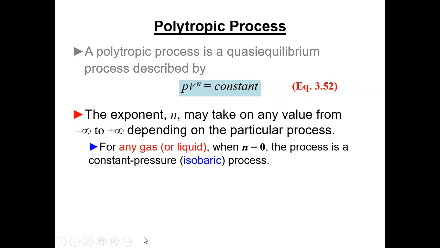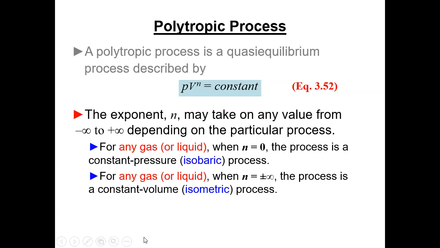When n is equal to 0, the process is constant pressure. Well, that's pretty clear because any V to the 0 power is 1, and 1 times P is equal to a constant, so that says P is equal to a constant. So if you're given that and it says assume n is equal to 0, then that's just a constant pressure process.